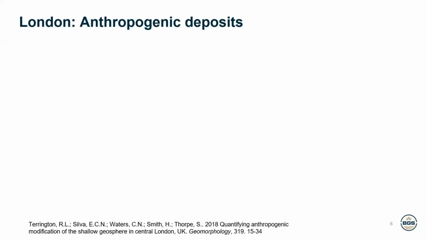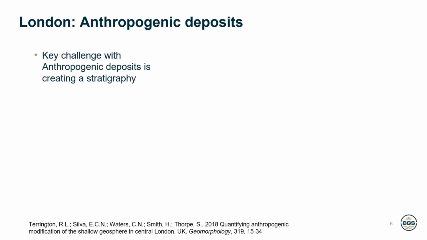Okay, so trying to model and understand anthropogenic deposits in London. London is a particularly interesting city because the centre of the city, the old City of London, actually predates the nation of the UK. It's older than England as a country. So it's been there for a very long time, and a lot of London is built on not natural ground, it's built on other bits of London. So understanding and trying to predict the man-made deposits in London is critical.